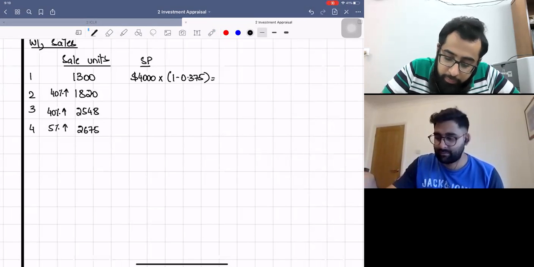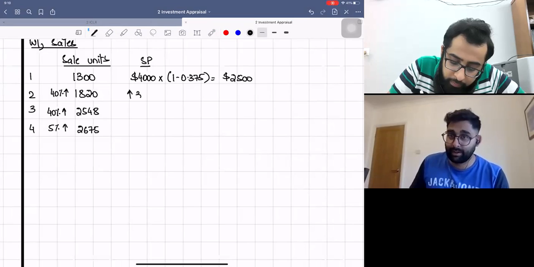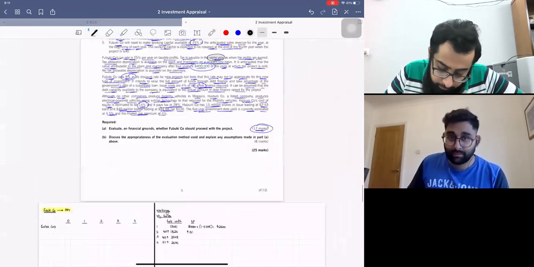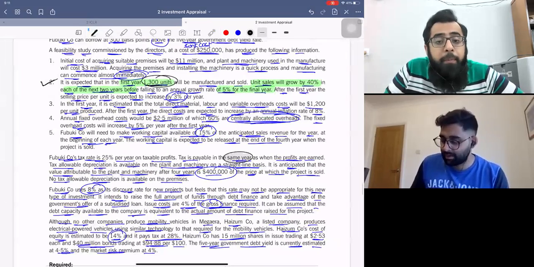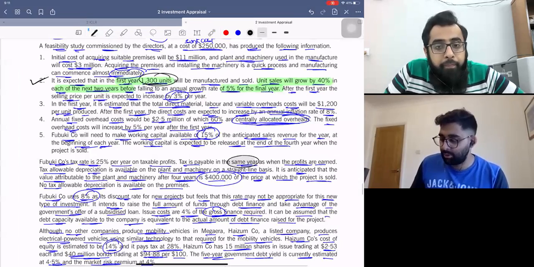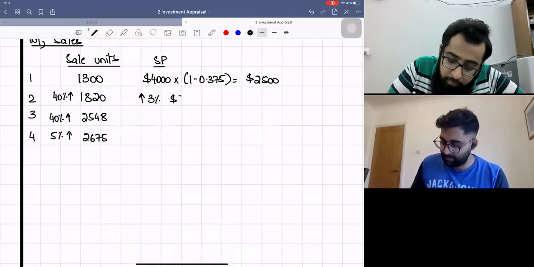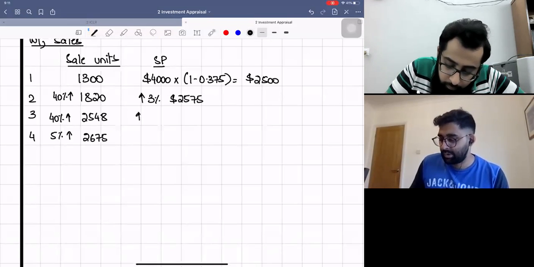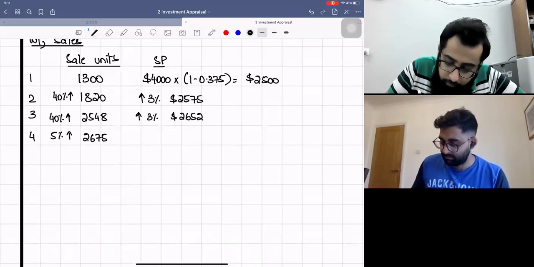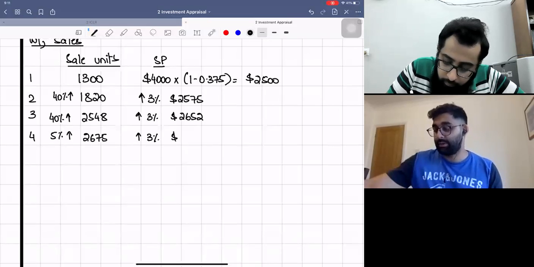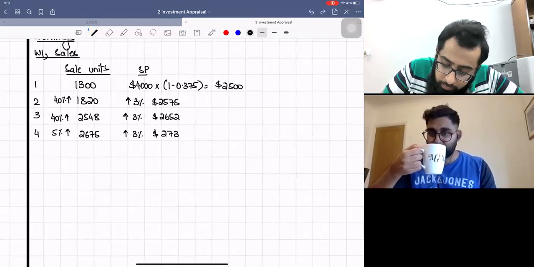That is 2,500. Now you have to increase it by 3%, since the selling price per unit is expected to increase by 3% per year. So then it's 2575, then 2652, and again it's 2732.